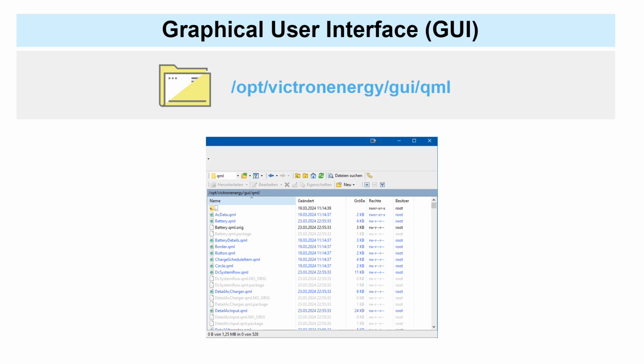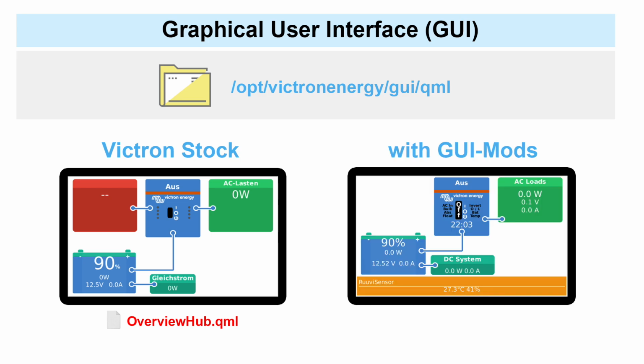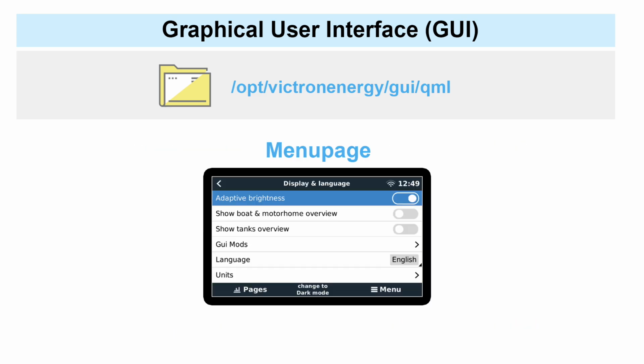As we make changes to the main page today, it's the Victron stock OverviewHub.qml. If you have installed the GUI mods, it's a little bit different. There, the file name is OverviewHubEnhanced.qml. So you have to take care of that. We will also make changes to the menu page, and I will add a menu there. And in the Victron system, all menu pages and settings pages start with Page, and then there are different types of menus. So in our case today, it's PageDisplaySettings.qml.